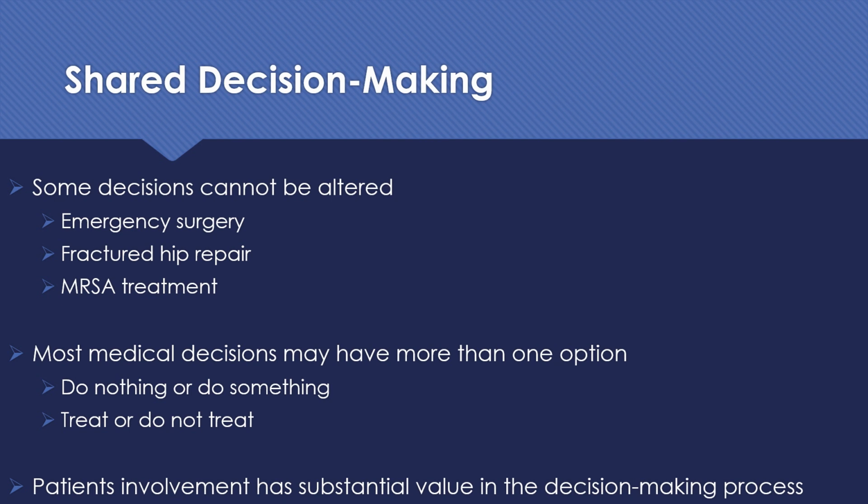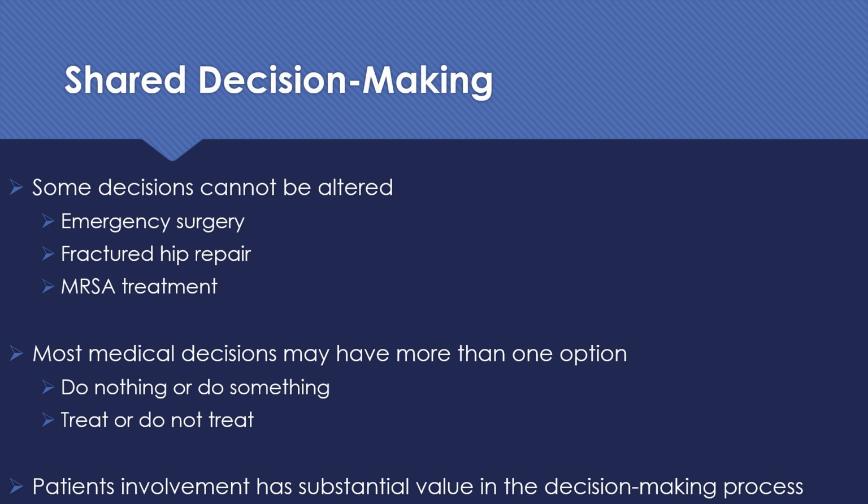So let's talk a little bit about shared decision making. We discussed it just briefly in a previous slide, but some decisions cannot be altered. When we think about shared decision making, it is the process by which the optimal decision can be reached for a patient who has maybe a very bad, fateful health decision. It involves the clinician, the patient, other members of the healthcare team, and even the family.